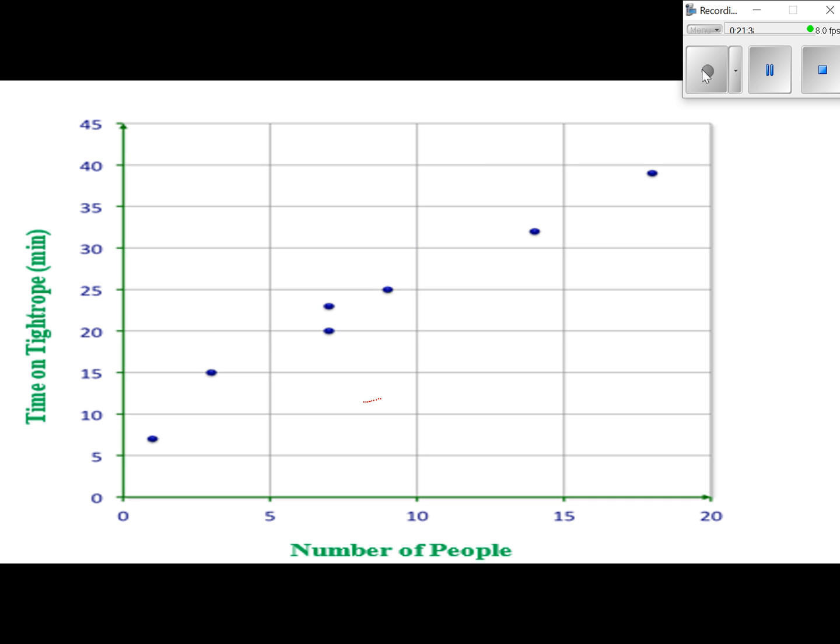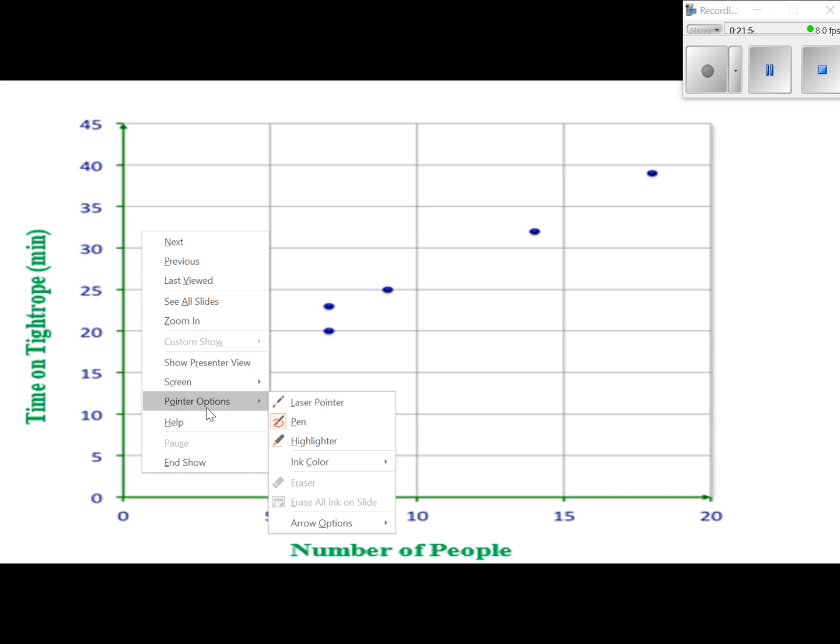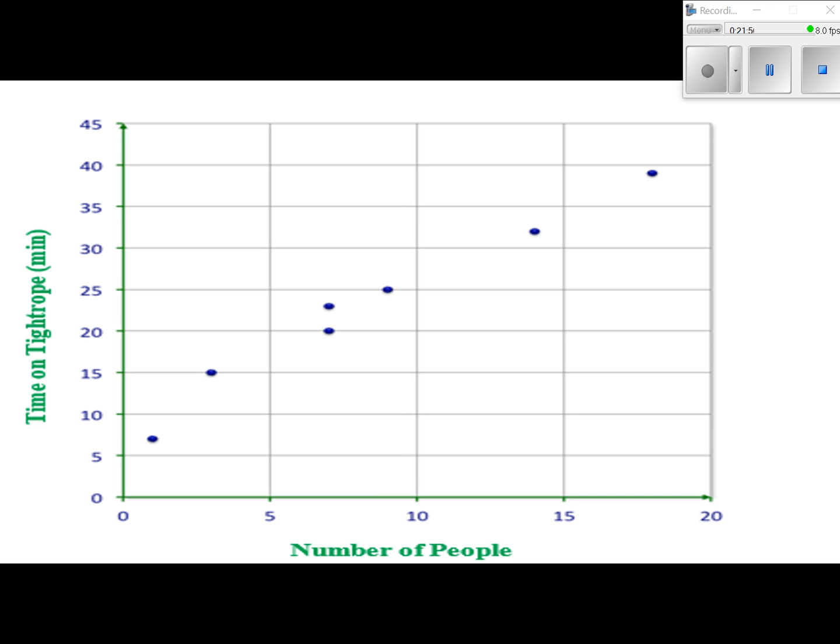All right, so I picked up this graph. I have no idea what this graph is, just one I picked up off the internet. It says your independent variable is number of people. Your dependent variable is the time on a tightrope. So we got our x and our y, and then they gave us a few points here as a scatter plot that they have.